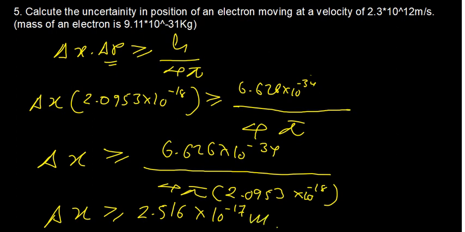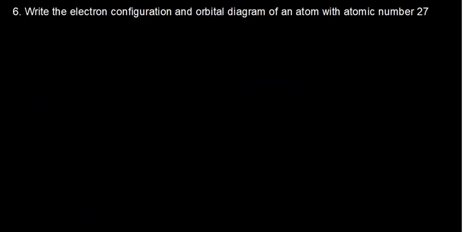Now looking at this one, this number has 3 significant figures and this has 2 significant figures. So just write this one in 2 significant figures as 2.5 times 10 to the power negative 17 meters. Alright, so that would be the answer for that question. Alright, let's go over the next question.